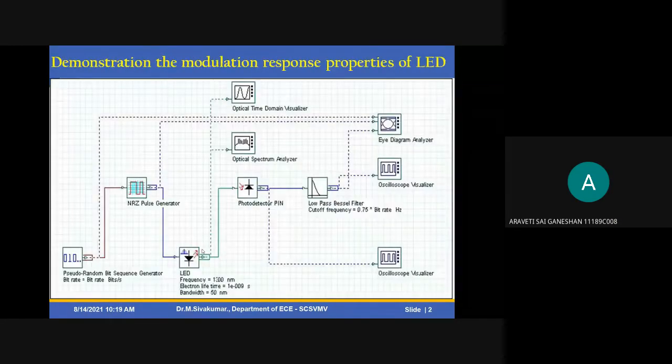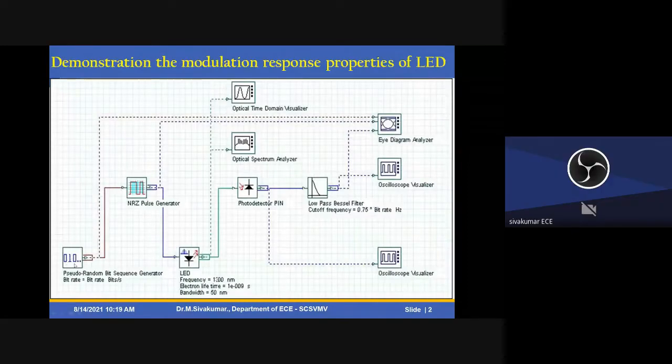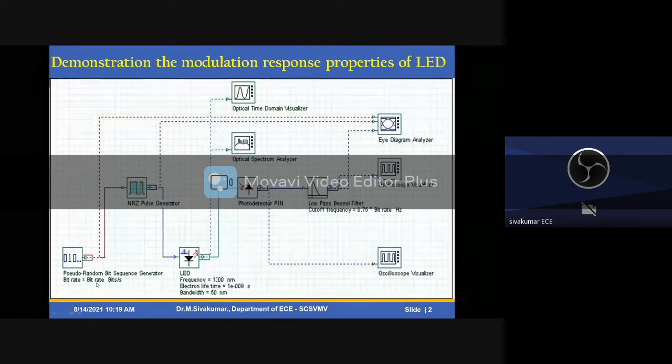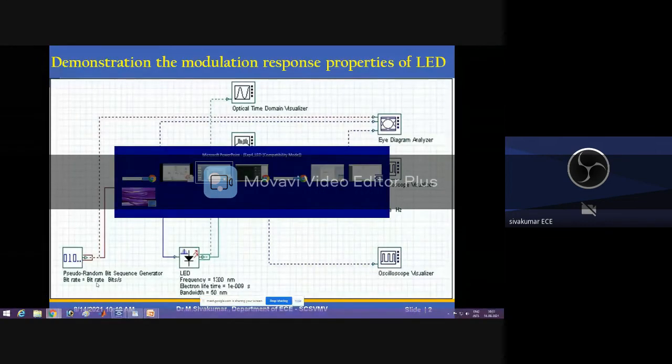Sir, where do we have to change that bit rate, sir? Here, in the pseudo random bit sequence generator. Here, a bit rate is already there. Normally, what is the bit rate? We'll see that now. Now I'll show.